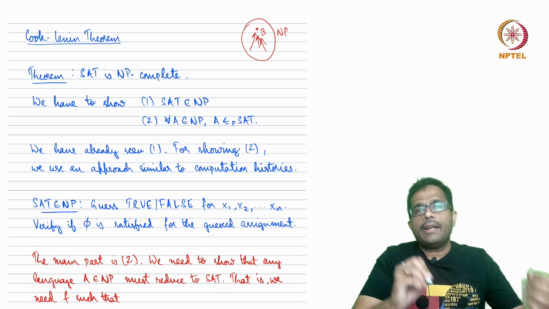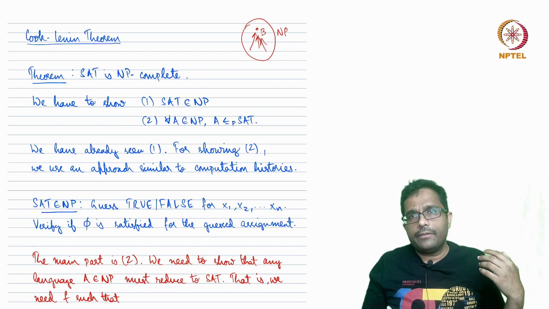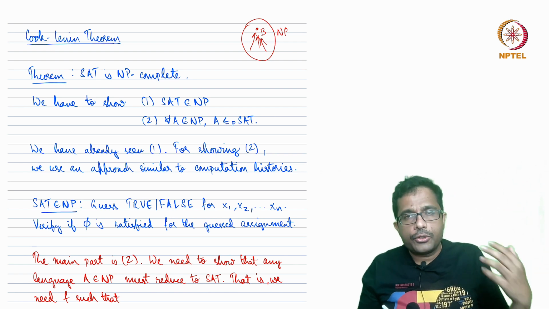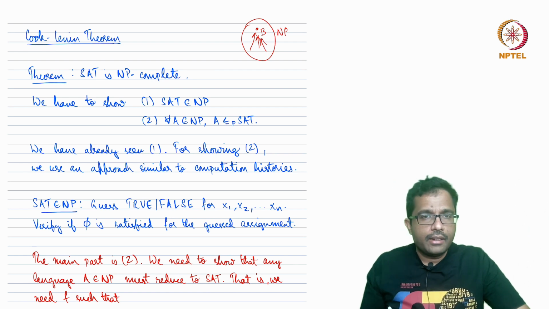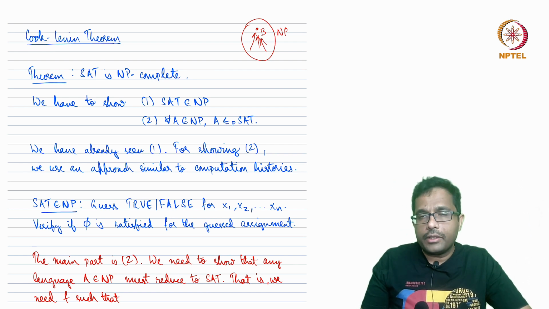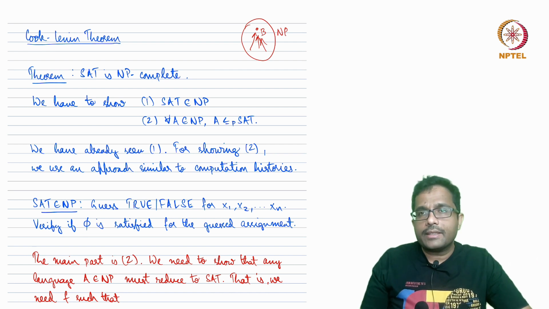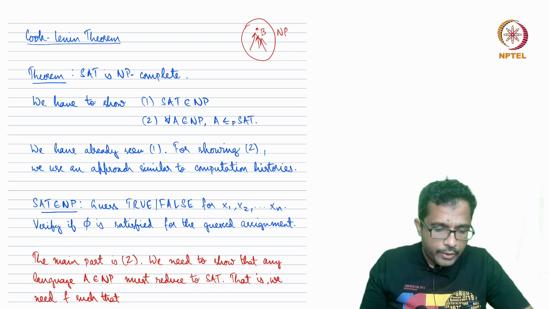Fortunately, if B is known to be an NP complete language, then to show that C is NP complete, it is enough to reduce B to C. But to begin with, we need to have some already known NP complete language. So the Cook-Levin theorem provides us with that known NP complete language, and that is satisfiability.